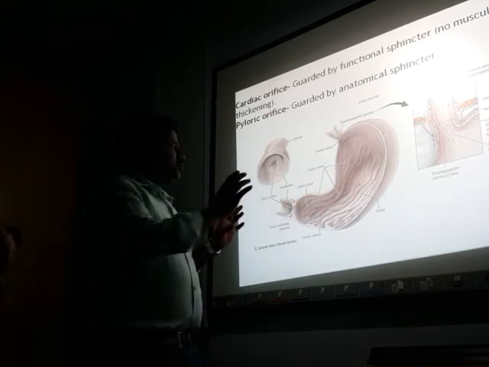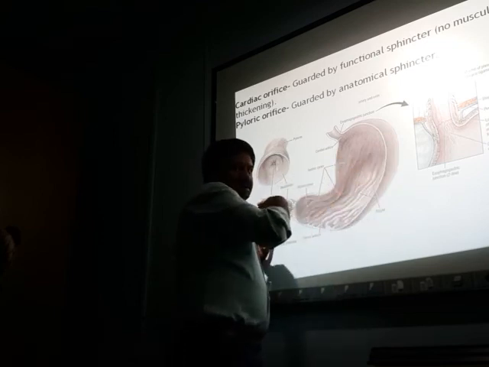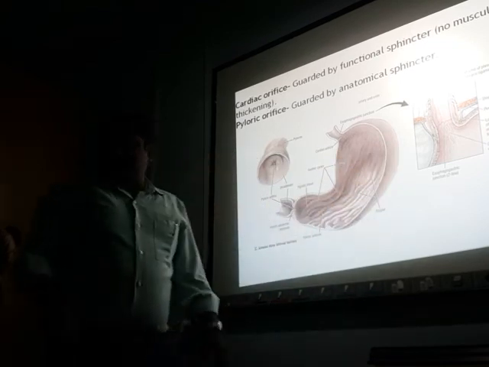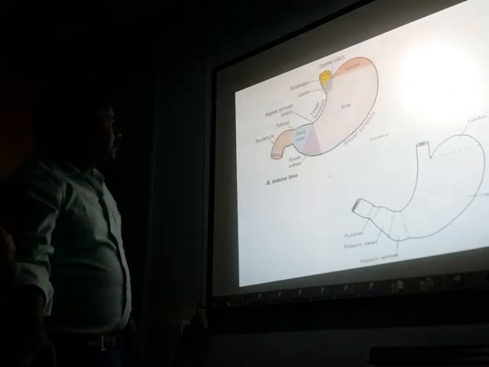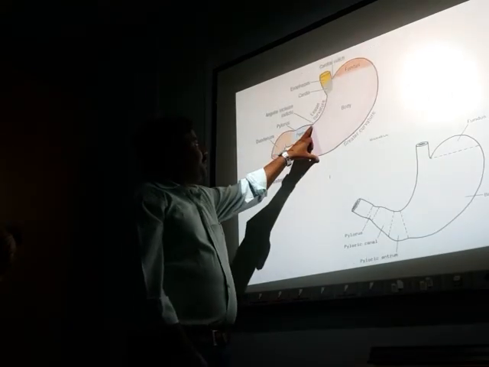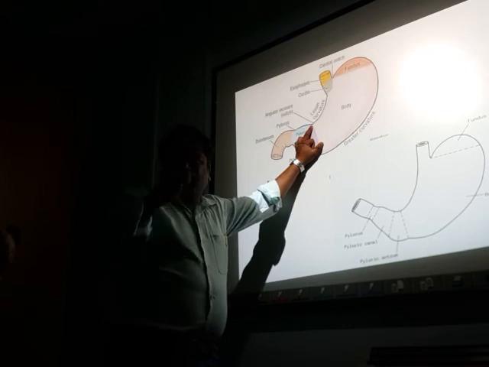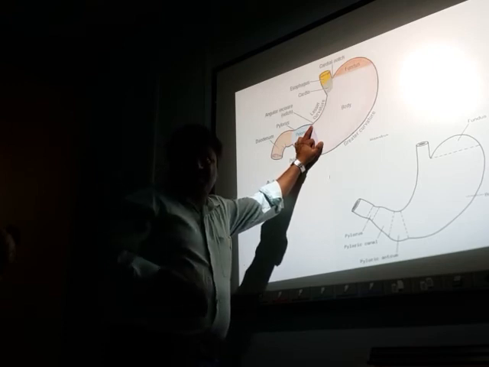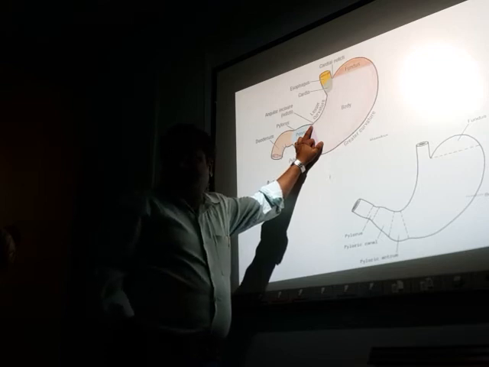If you observe, it is small compared to the greater. That's why the names lesser and greater. One important fact about the lesser curvature is the presence of the notch, the angular notch, which is a permanent depression. It is the more concave part of this lesser curvature. So that is the angular notch, or incisura angularis, you can say.